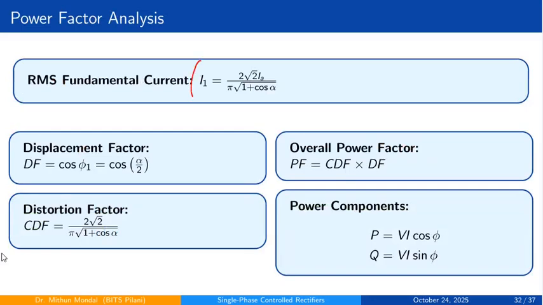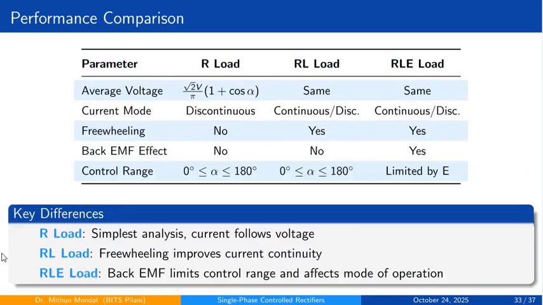Now this is my fundamental current, but in RMS it is given by 2 root 2 IA by pi under root of 1 plus cos alpha. We have not shown the derivation here, just the final expression. The displacement factor is given by cos phi 1, which is equal to cos of alpha by 2. Current distortion factor is 2 root 2 by pi under root of 1 plus cos alpha. The overall power factor is the product of the displacement factor and the distortion factor. And the power components, the active power and the reactive power, can be calculated from the Vi cos phi and Vi sin phi expressions.